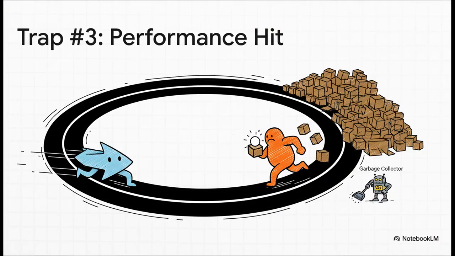And finally, trap number 3, performance. All of this automatic wrapping and unwrapping, this magic, it isn't free. Think about it. In a tight loop that runs millions of times, or when you're processing a huge list of numbers with a stream, you're potentially creating millions of tiny, temporary objects that the garbage collector then has to clean up. All of that extra work can seriously drag your application's performance down.